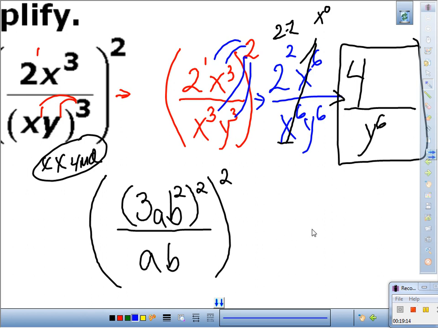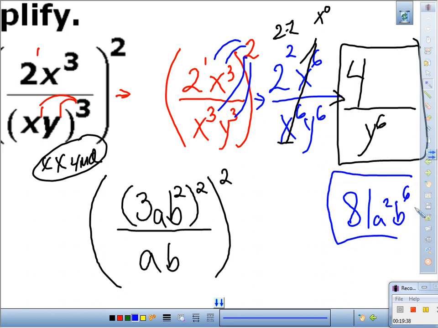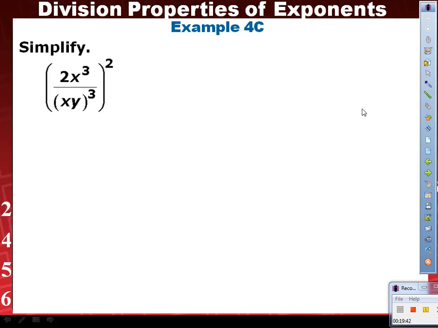Hunter? What'd you get? 81. A to the 2nd. And B to the 6th. Hands, have you got that? That is correct. Okay, before we leave, though, let me just get to this part.